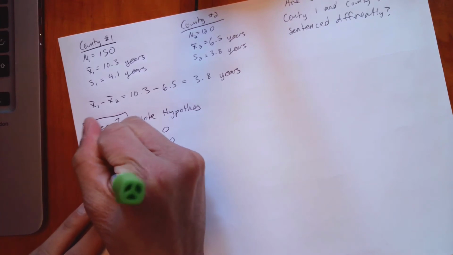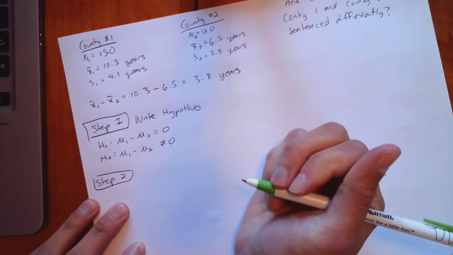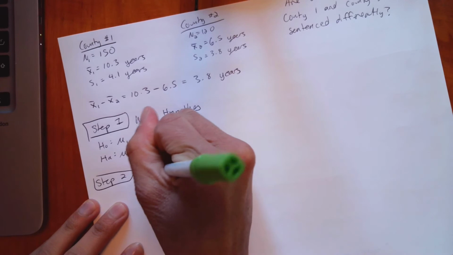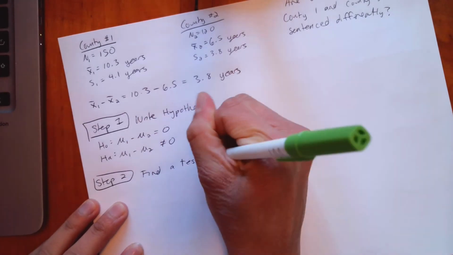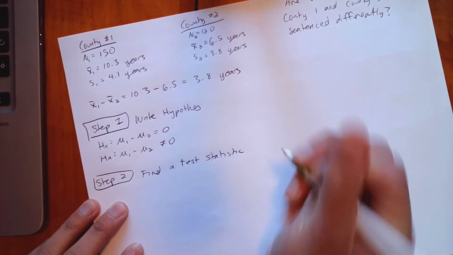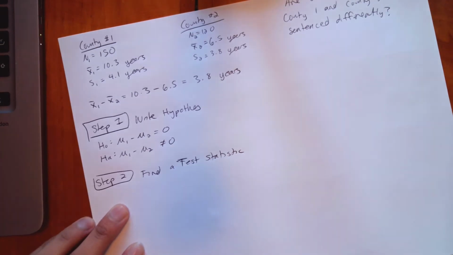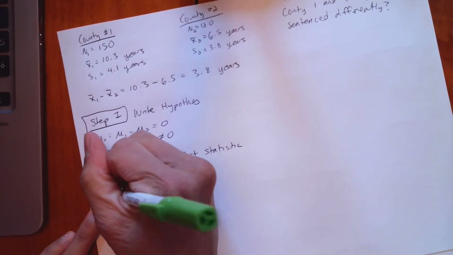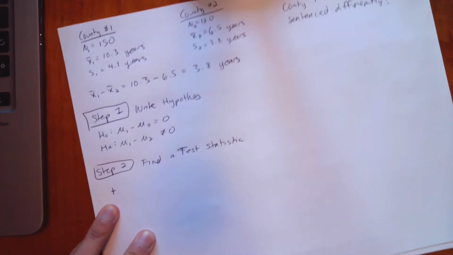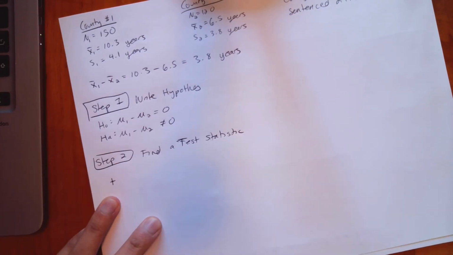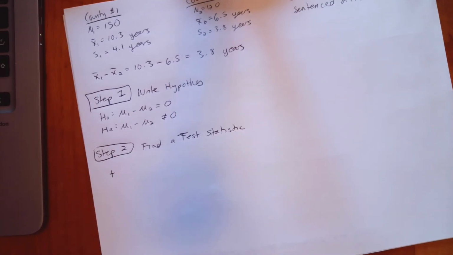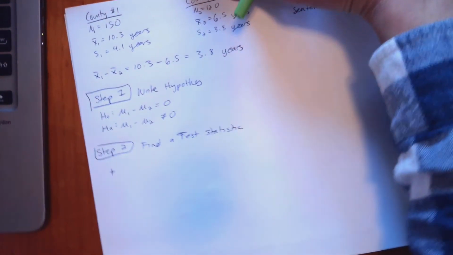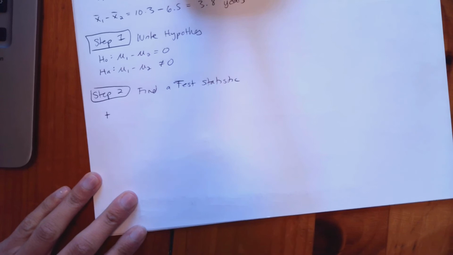Step 2. So step 2 in a hypothesis test is to calculate or find a test statistic. The t-value, or the t-statistic, is the test statistic that we find for a t-test. So here we're going to be calculating our t-statistic for a difference in sample means.